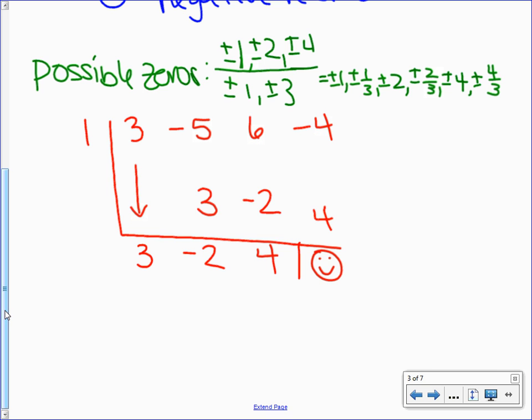All right. We found one positive real zero, didn't we? So now, we're either going to get two more out of this, or they're going to be two imaginary. Let's look at it. So we know one is a zero, right? Left over, we have 3x squared minus 2x plus 4.